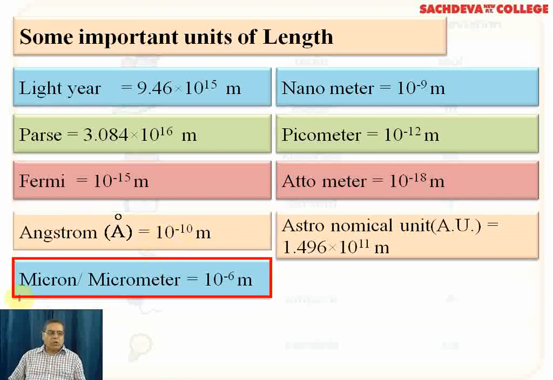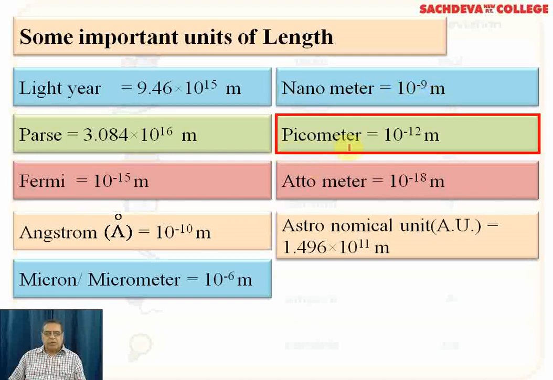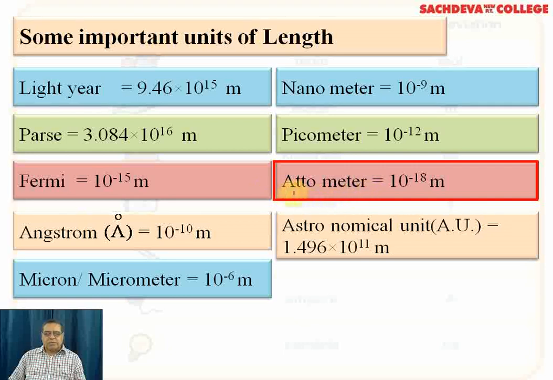Next comes the micron or micrometer, that is 10 to the power minus 6 meters. Generally, the sizes of virus, bacteria, or microbes are found to be of the order of 10 to the power minus 6 meters. And next is the nanometer, still a smaller unit, and 1 nanometer corresponds to 10 to the power minus 9 meters. Then comes pico. Pico is also a very small unit of length. 1 picometer is 10 to the power minus 12 meters. Atto is a very, very small unit, and 1 attometer is 10 to the power minus 18 meters.